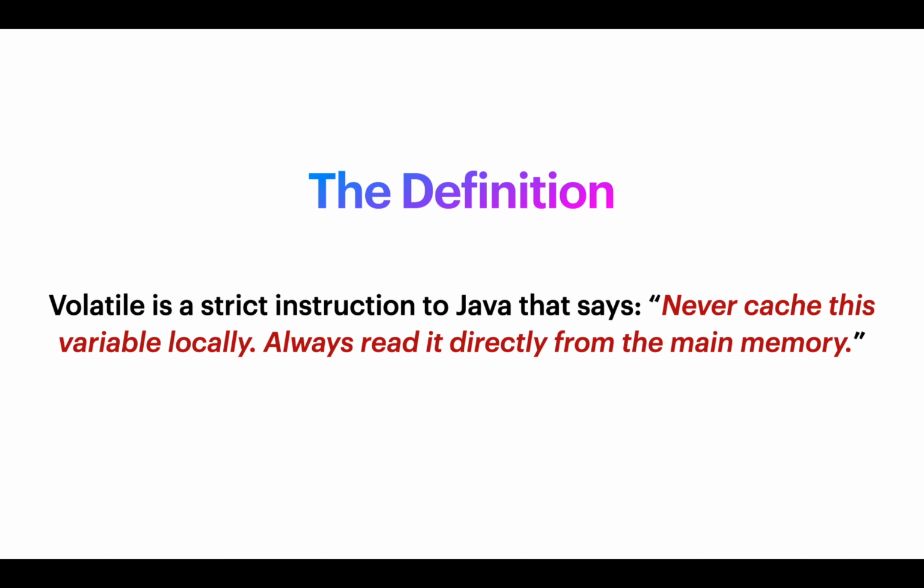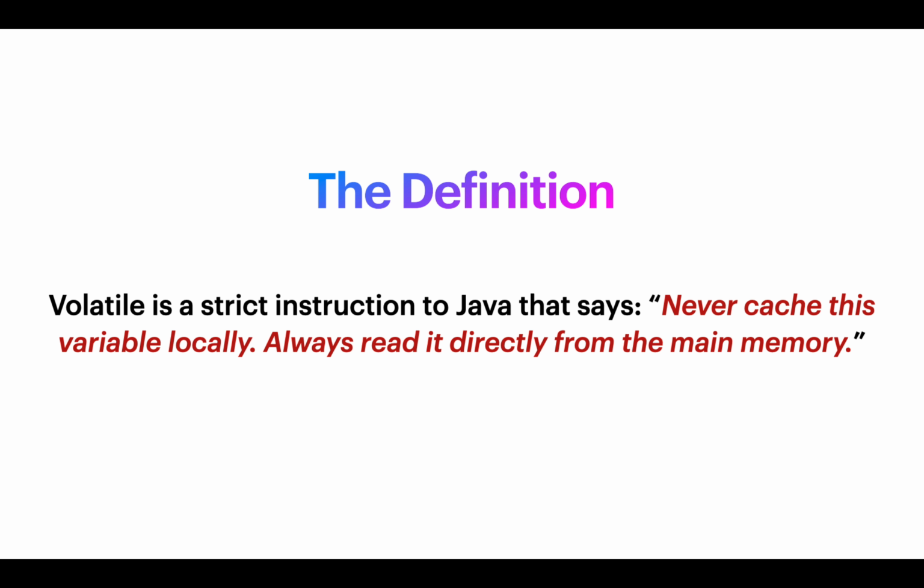Hi, I'm Anand. If you're preparing for a Java interview, you probably already know the definition of the volatile keyword. You know the standard answer. Volatile prevents a thread from caching a variable locally and forces it to read and write directly from the main memory.